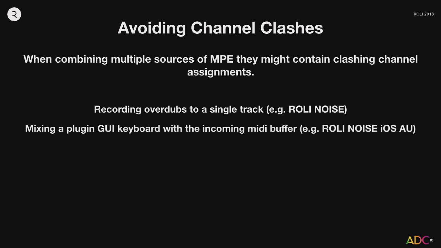In the ROLI Noise iOS AU, we have an on-screen keyboard that produces MPE, but we're also receiving buffers from the host, which are potentially MPE as well. So again, this is really the overdubbing problem again. We've got two sources potentially channel clashing.